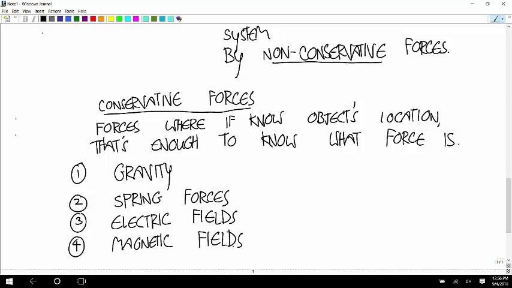So basically, a conservative force is anywhere where, in a free body diagram, the only variable is the location of the object? You could always calculate the direction and magnitude of the force based on the location. That's right. So that's what a conservative force is. And what conservative forces do is make the applied force path independent.